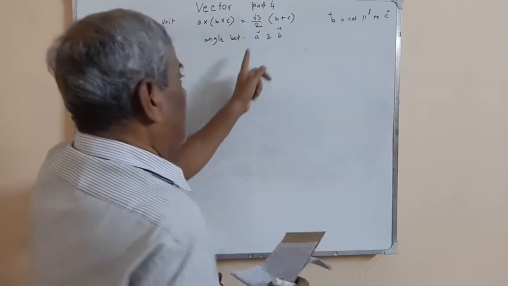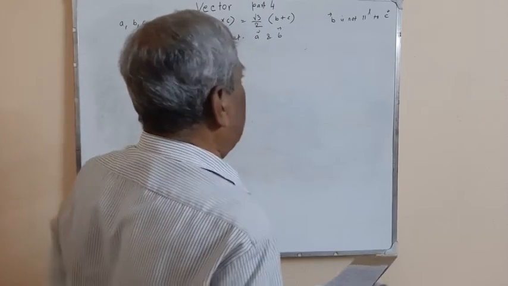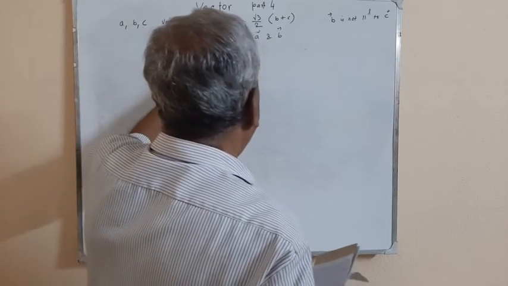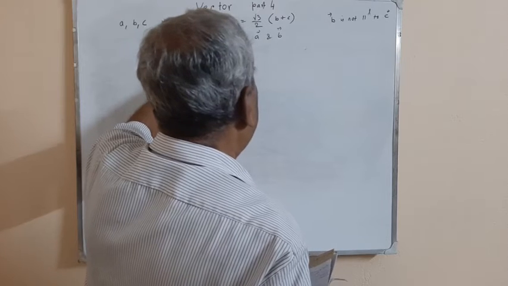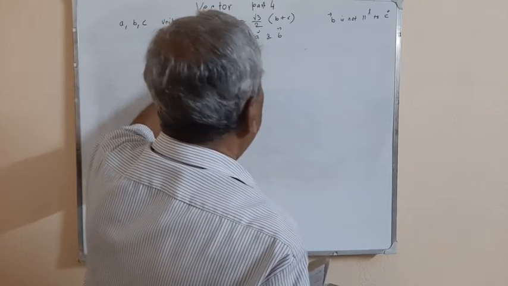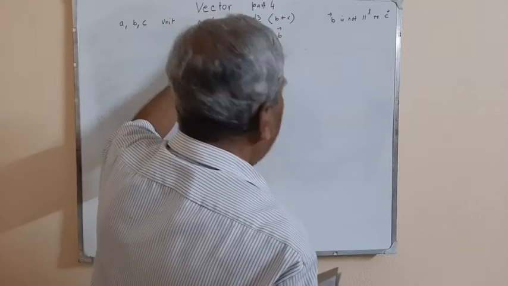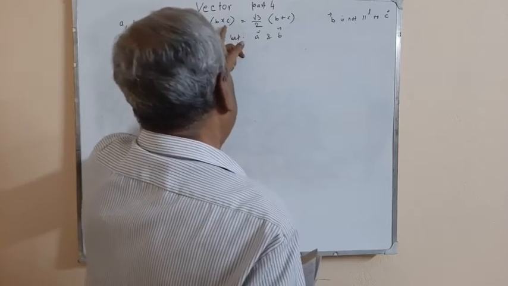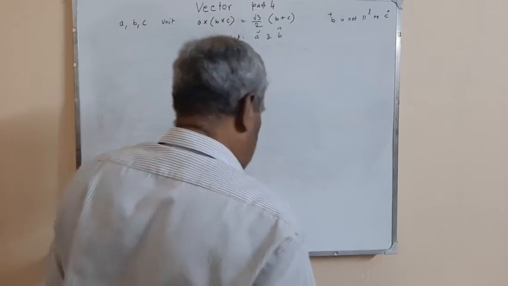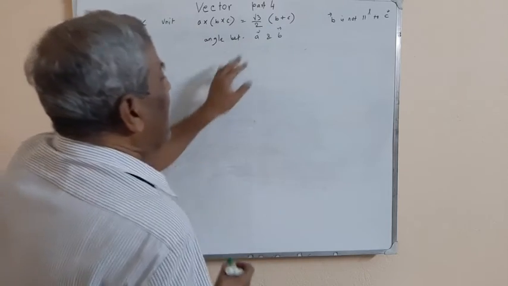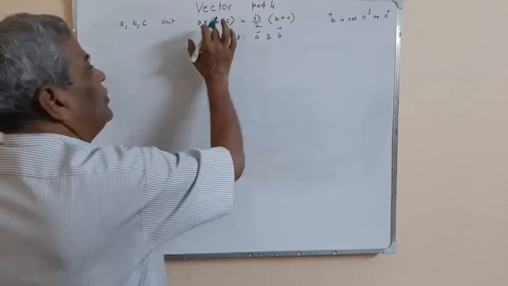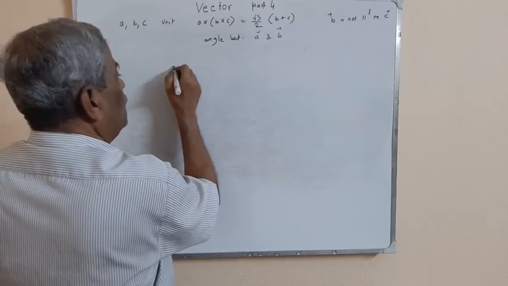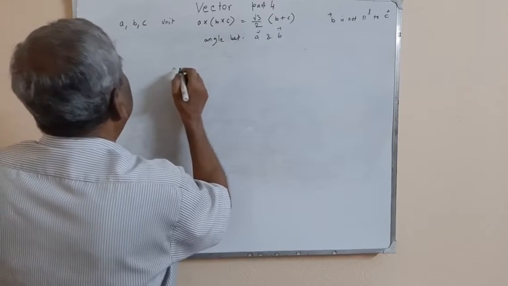We have to find the angle between A and B. And moreover, it is given that B is not parallel to C. If B is parallel to C, in that case this is 0, because magnitude B, magnitude C into sine 0 means 0. That's why it is given that B is not parallel to C. Now we have to find the angle between A and B. Now, with the previous result, this is equal to A dot, A dot.